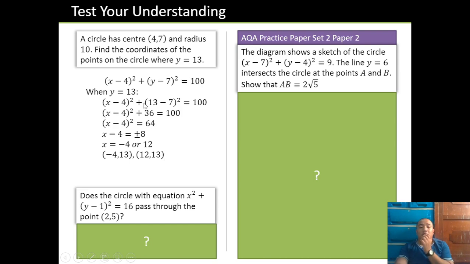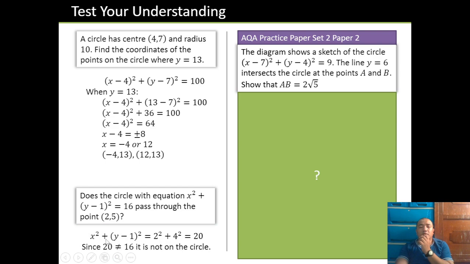Yes. Next, does the circle with equation x squared plus y minus 1 quantity squared equals 16 pass through the point 2, 5? Let's check. Just substitute x by 2, y by 5. 2 squared plus 4 squared. 4 plus 16, 20. 20 is not equal to 16, so it's not on the circle.